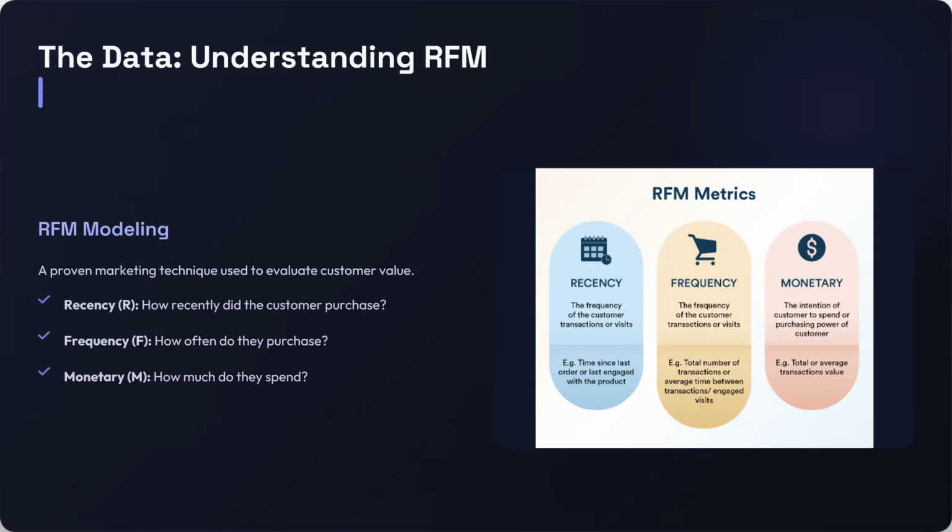Recency means the time since the last order or the last engagement with the product. We will calculate that. Second one, frequency: the frequency of the customer transactions or visits. So the total number of transactions, or the average time between the transactions or engaged visits. So how many times they visited. And then monetary means the total or average transaction value, what the customer purchased. These three inputs will also give you the customer lifetime value.